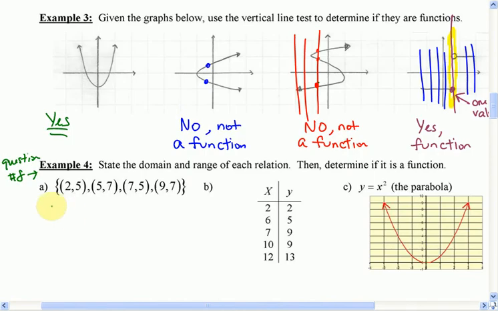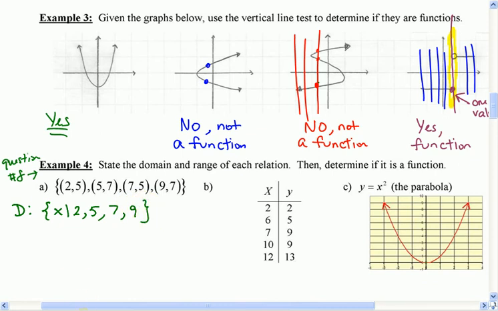Domain and range. So for part A, for number 4, can someone just tell me what the domain is going to be? Yeah, it's 2. So I'll say x belongs to the set of numbers like 2. What other number is there? 5. What other number? That's it. Done. Okay, now this is the formal way of writing down the domain.